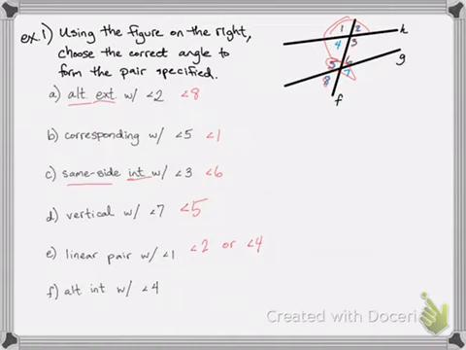Up next says alternate interior with angle 4. So if this is angle 4 here, then opposite side of the transversal, because it said alternate, and interior would put us at 6. 4 and 6. See, if you know those words, alternate, consecutive, interior, exterior, if you know those words, it all makes a lot of sense.